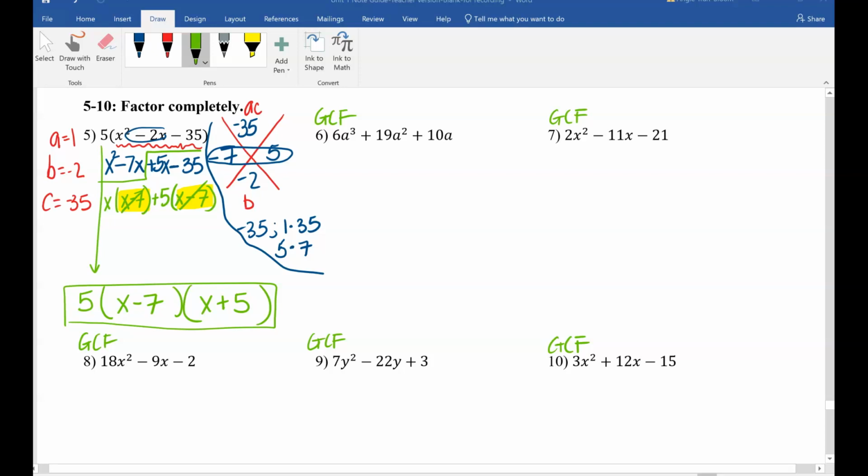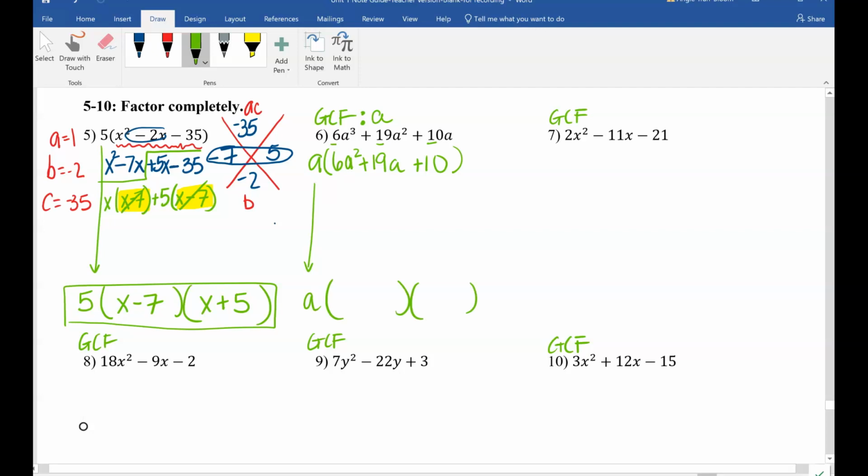Number 6, 6a to the third plus 19a squared plus 10a. So 6, 19, and 10, they don't have anything in common because 19 is a prime number. But we know the GCF, they all have an a in each. So let's factor that out. A, you are left with 6a squared plus 19a plus 10. Okay. Earlier, I told you that once you factor out the GCF, this a is going to be part of our answer all the way down here. So just get into a good habit of dropping it down right away.